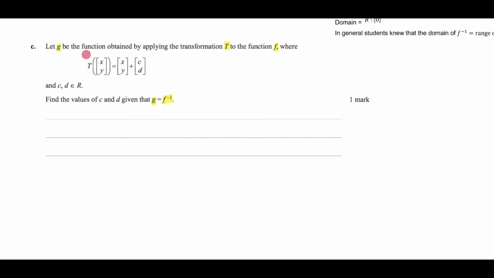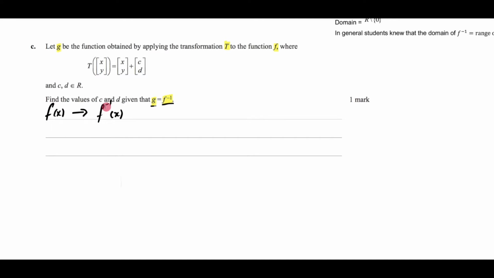Okay, so what we're doing is let G be the function obtained by applying the transformation T to the function. So I'm applying this transformation to F of X, and it's going to turn into G of X. And we know that G of X is equal to the inverse function of F. So what that is going to be is simply this. So we're going from this to this. And we need to figure out what my transformations are going to be. And as you can see, they're both translations. There's no dilations happening here or reflections. It's simply just translations. So let's just bring this down here.